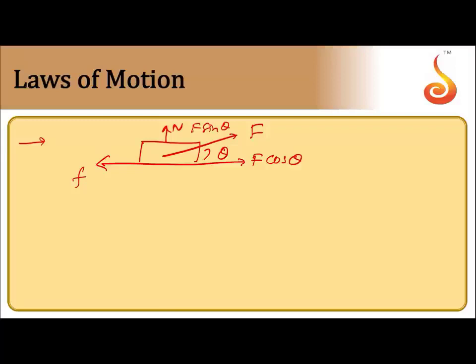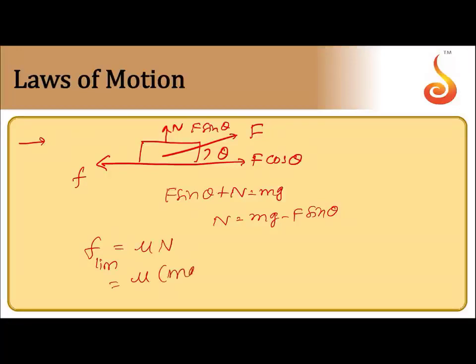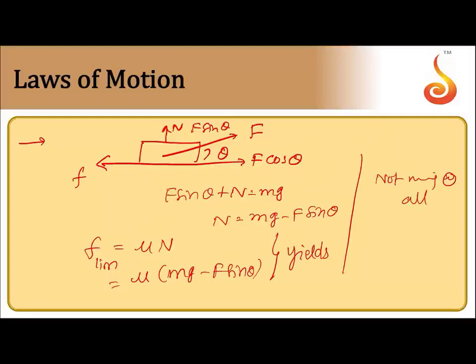So now the pulling force towards the right becomes F cos theta, isn't it? While what we have is F sin theta plus n balancing mg, or n becomes mg minus F sin theta. So your force of friction, that is the limiting force of friction, becomes mu n, that becomes mu into (mg minus F sin theta). Remember, this is limiting friction, when the object yields. However, if the object is not moving at all before the limiting friction is reached, then friction is equal to F cos theta. Understand this concept.